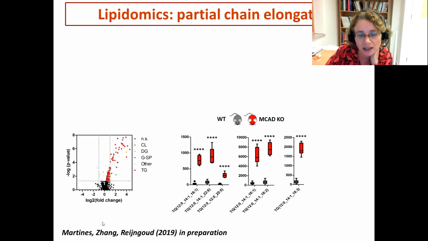And Wengzhuang Zhang in the lab, she is a PhD student with my colleague Dirk-Jan Reijngoud, and she did lipidomics, and here you see a volcano plot, and you see a very prominent increase of especially these red dots, the triglycerides in the mutant. And if we then look at which triglycerides we saw, she saw often that there was in the acyl chains at least one C12 or C14.